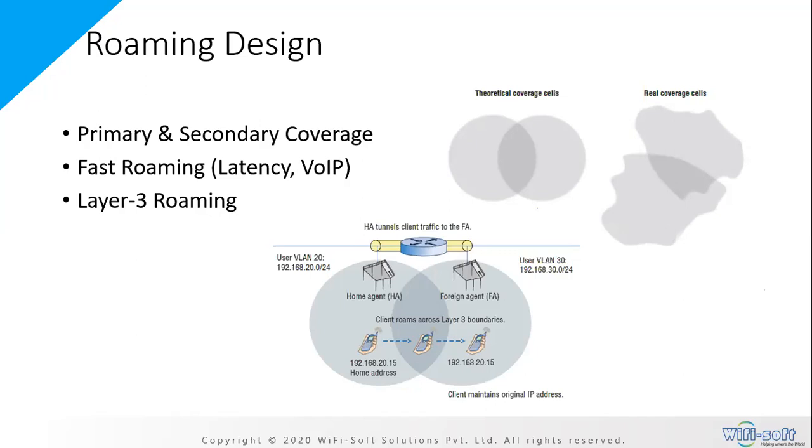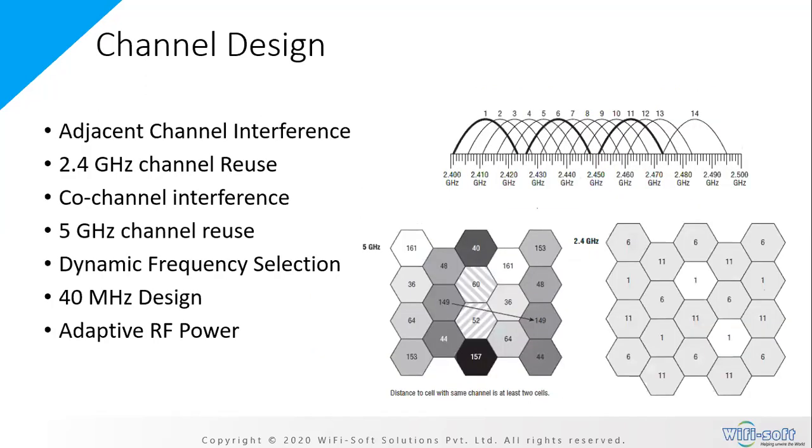So this is another important concept that you need to be worried about. Then channel design. How will you design your channels? You have to understand that co-channel interference is one, and adjacent channel interference is another. So what is adjacent channel? I think we discussed earlier in our presentation that the different channels overlap. So that adjacent channel interference needs to be taken into account when you design your network.